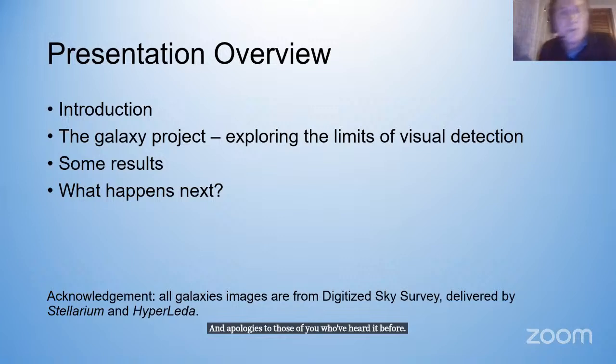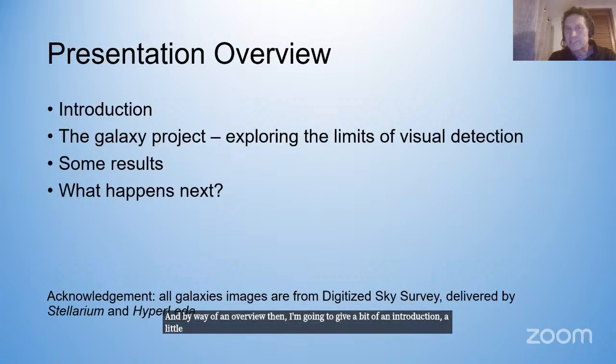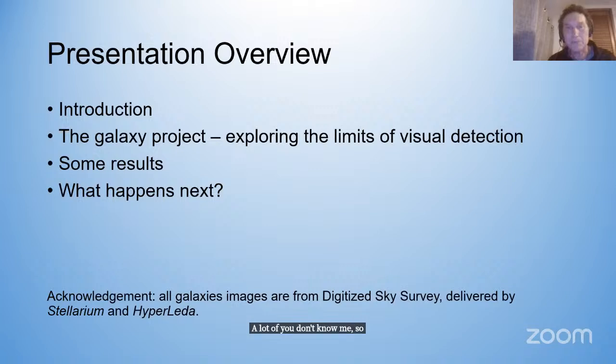By way of an overview, then, I'm going to give a bit of an introduction, a little bit about myself, actually, because I've recently had a lot more to do with the dark sky section and the BAA generally. A lot of you don't know me, so I'll say a little bit about my observing past. Then I'll go on to talk about my little galaxy project, basically trying to work out how faint a galaxy it's possible to see with my current setup. And I'll give you some results, and then a little bit about what happens next.